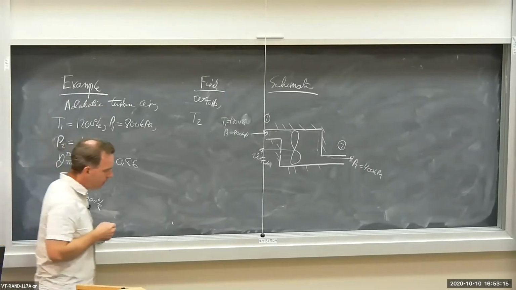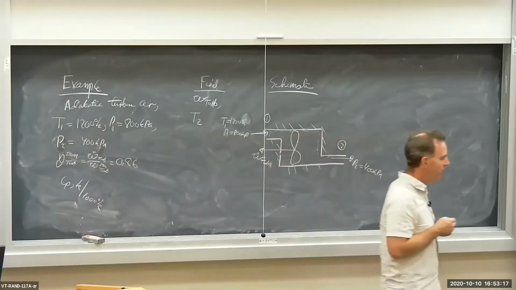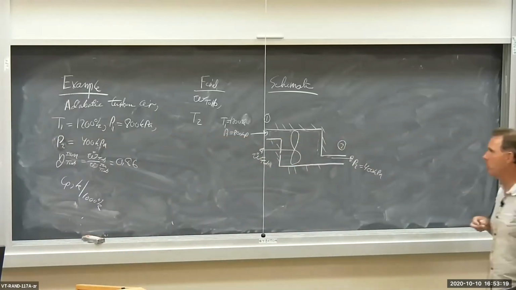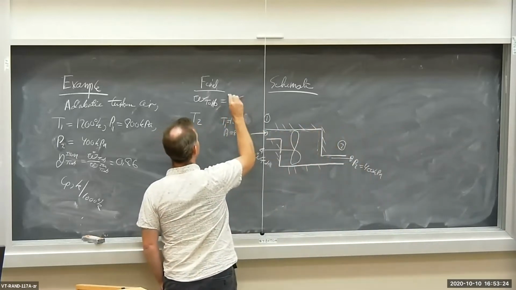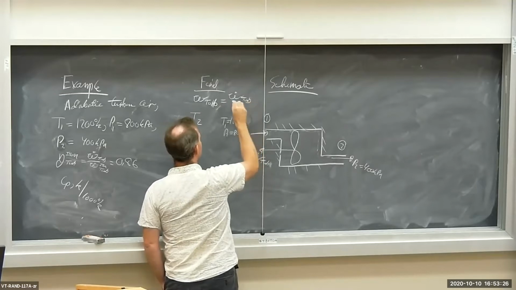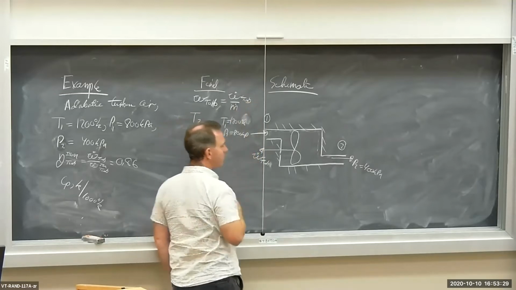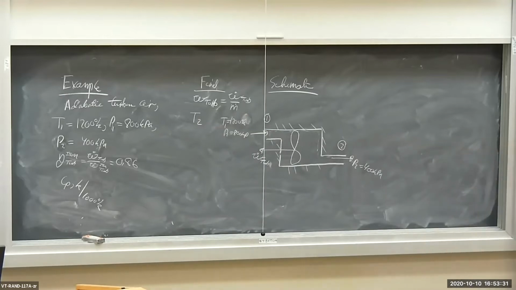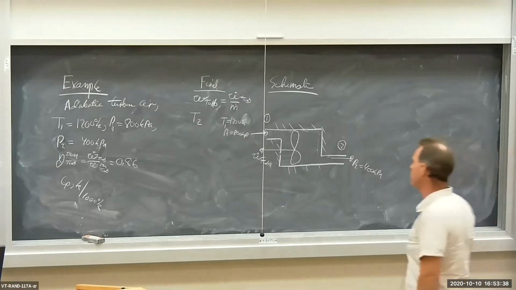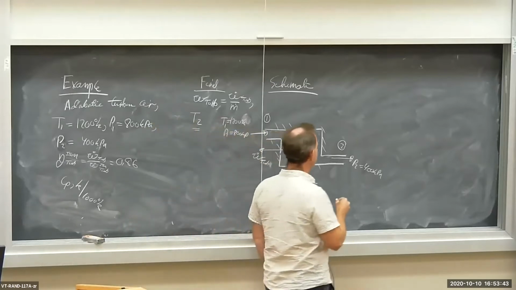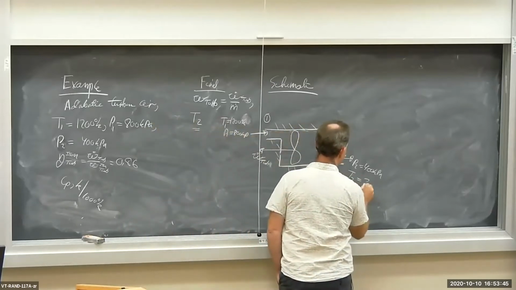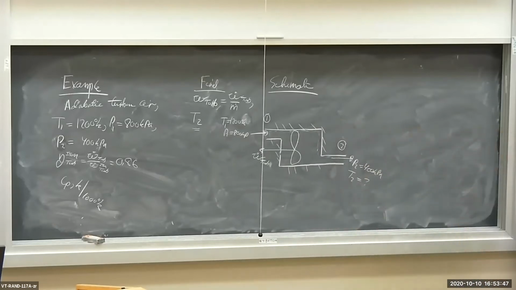So what are we supposed to find here? We're supposed to find the specific turbine work, or if you like, W turb, which is W dot turb divided by M dot. We don't have any mass flow rates in this problem, so we can only find specific turbine work. And I also want to find the exit temperature T2. How hot is the exhaust coming out of this thing?